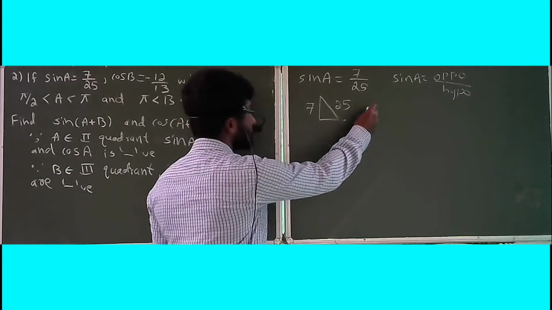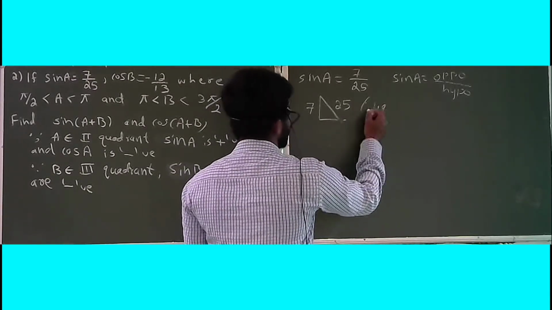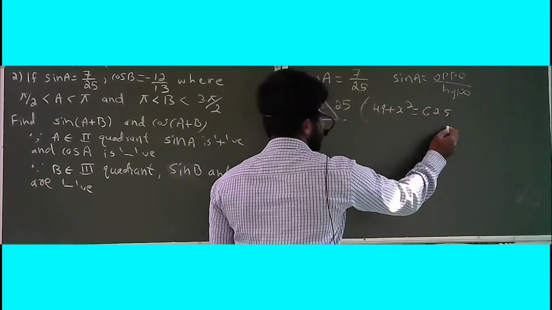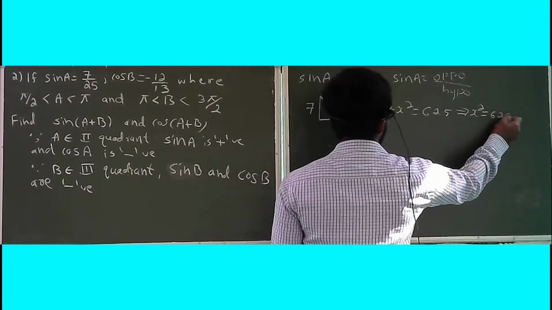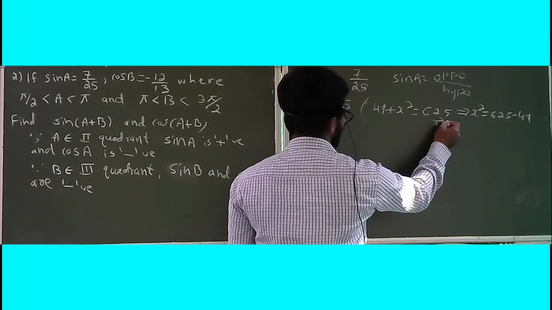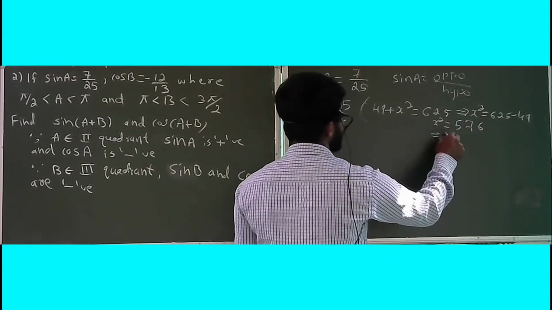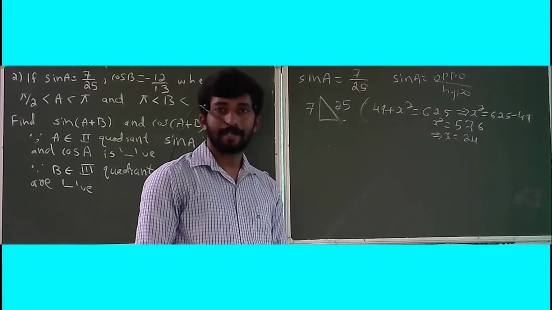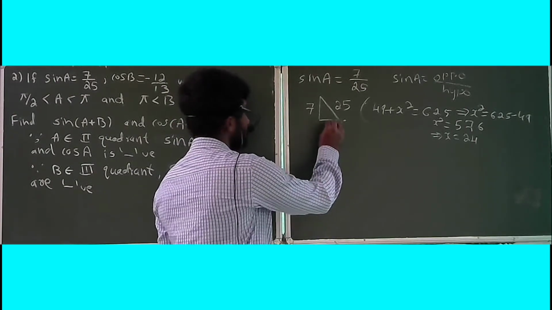Here apply Pythagoras theorem. 7 square, that is 49, plus x square is equal to 625. This implies x square is equal to 625 minus 49. X square is equal to 576. This implies x is equal to 24. Actually, x is equal to plus or minus 24. Since you are calculating the length, it's equal to plus 24.